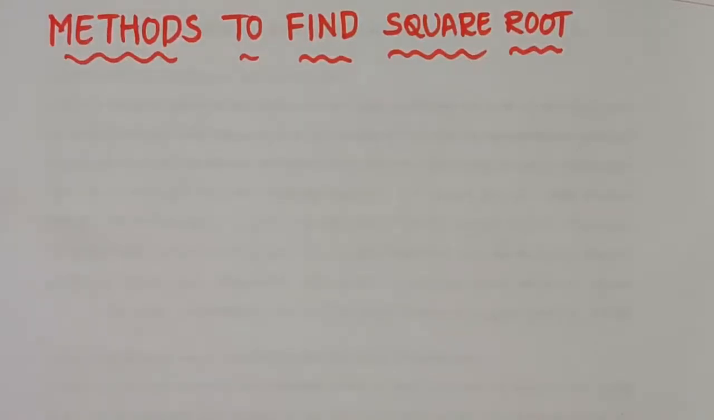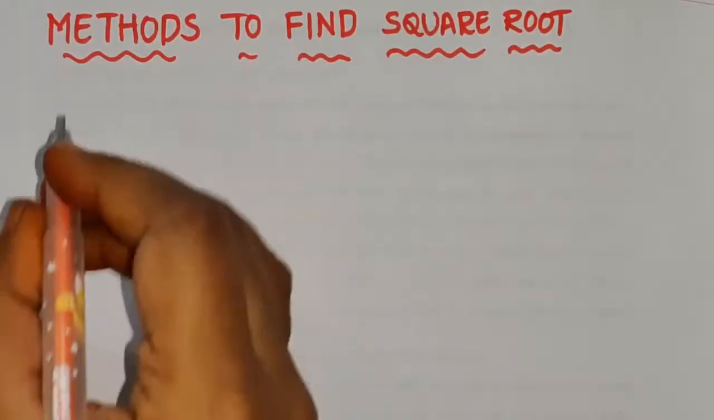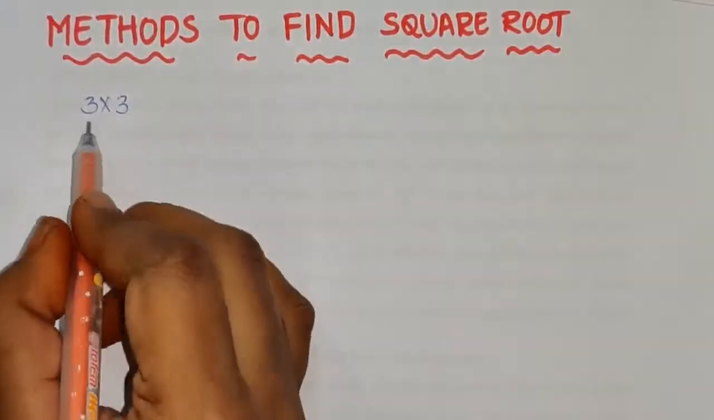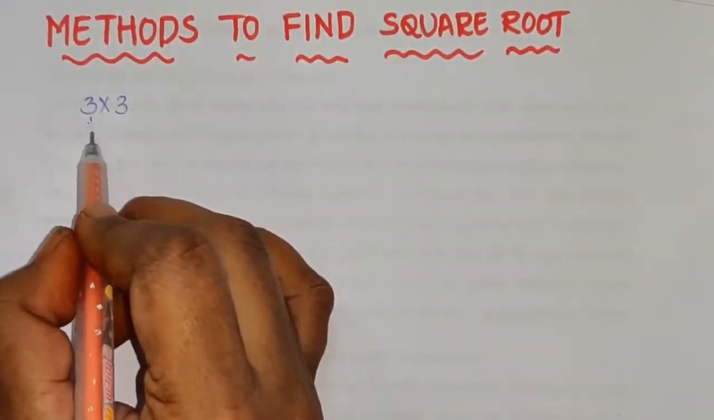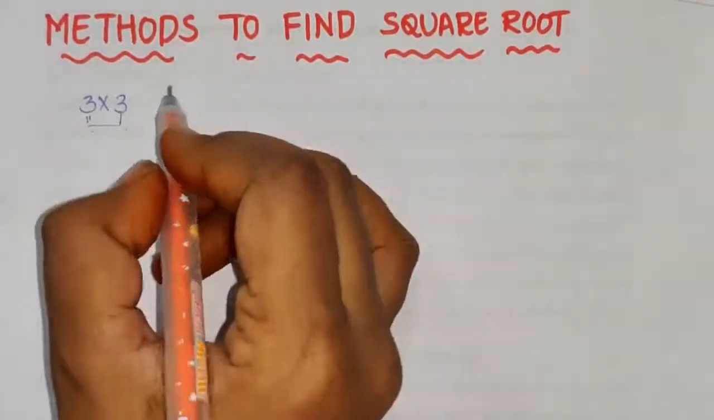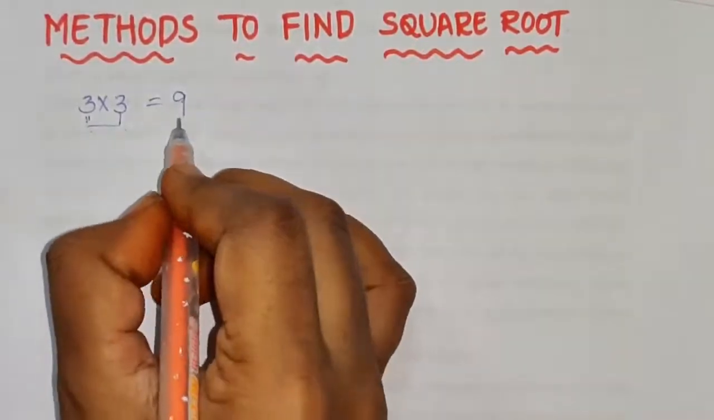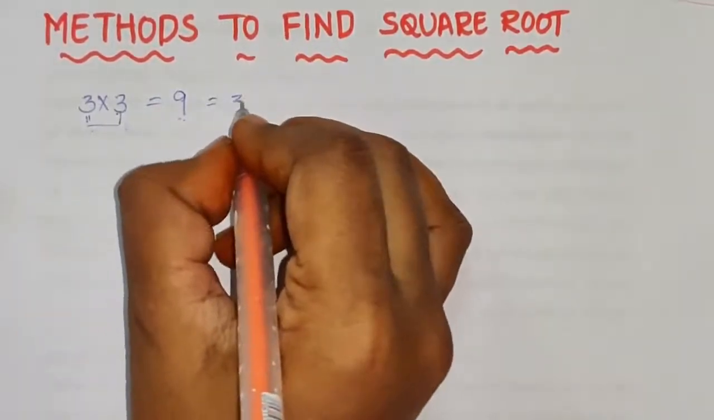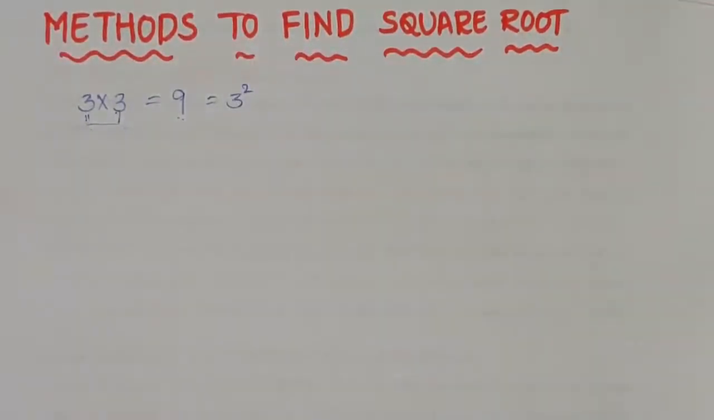Before calculating the square root, you should know what the square numbers are. What we can say is, when a number is multiplied by itself, then the result is known as the square number. Let us take an example. When 3 is multiplied by itself, the result is 9. This is known as the square of number 3. We can also write it as 3 square.